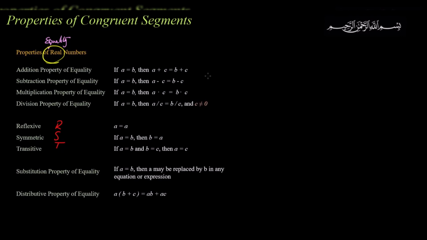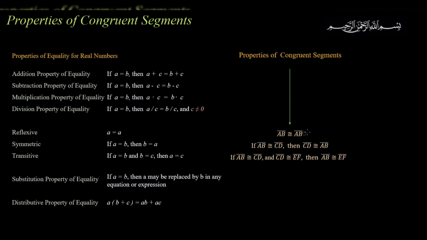And how do you state them? Addition property of equality for real numbers states that if A is equal to B, then A plus C is equal to B plus C. That you can add something to both sides of that equation and this equation still be true. Now, to this we shall add today 3 additional properties that we need to know. And they are about congruent segments. Today I'd like to talk about properties of congruent segments.